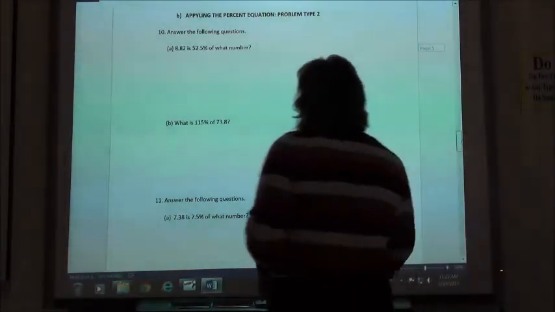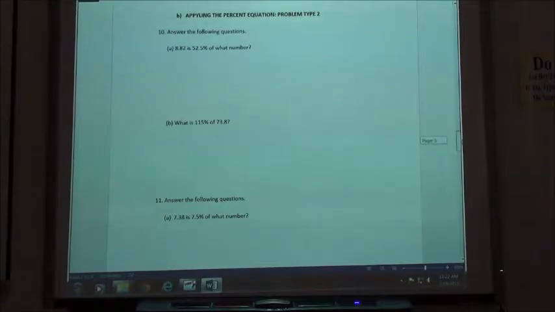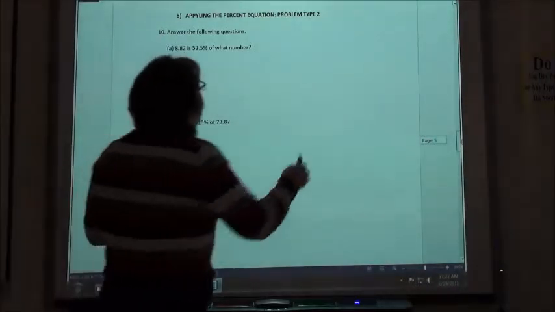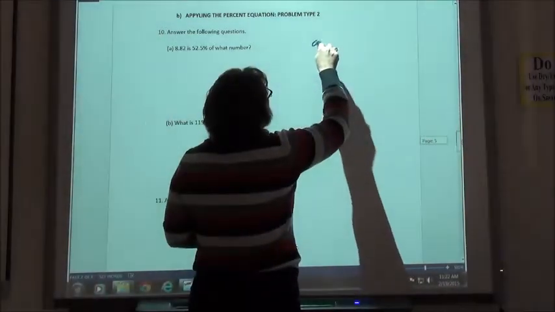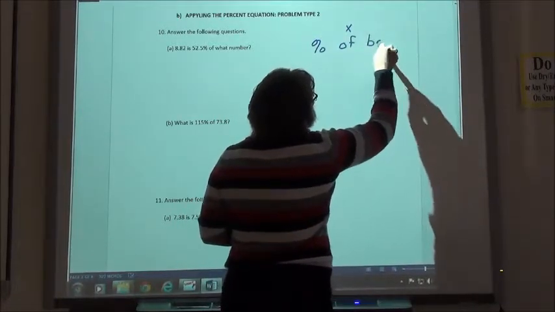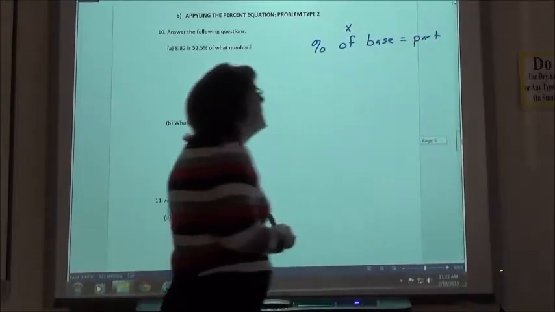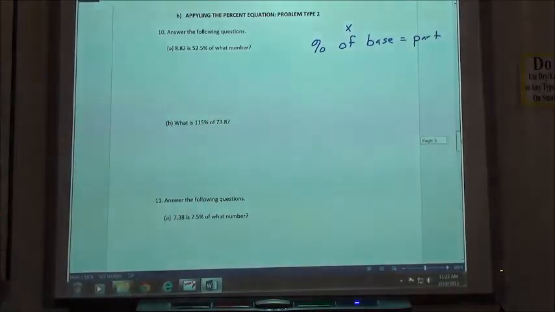Applying the percent equation, problem type 2 is going to be very similar to what we did for type 1, except now we're going to have decimals in there and a little more complicated expressions. Again, we want to keep in mind that we're taking what percent of times the base equals the part. And if we have a percent, we have to change it to a decimal when we work that out.